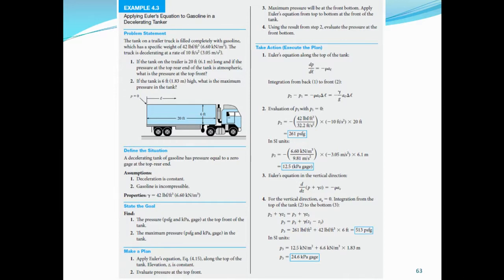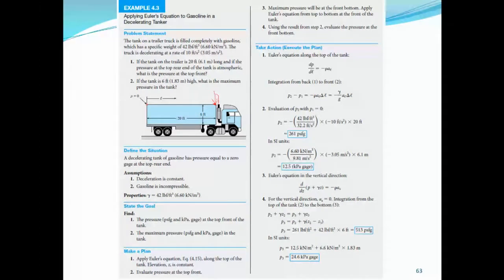And if the pressure at the top rear end of the tank is atmospheric, meaning it is zero gauge, what is the pressure at the top front? So what is the pressure here? This is the top front. And two, if the tank is 1.83 meter high, what is the maximum pressure in the tank?